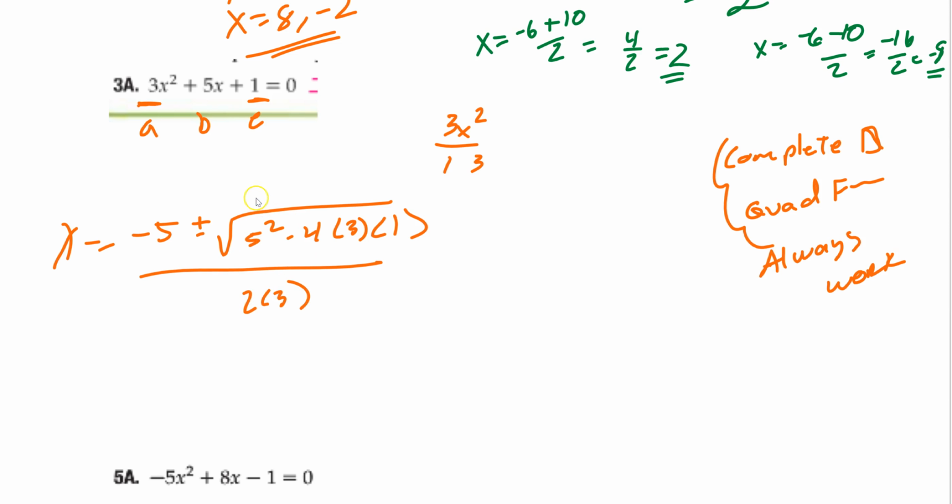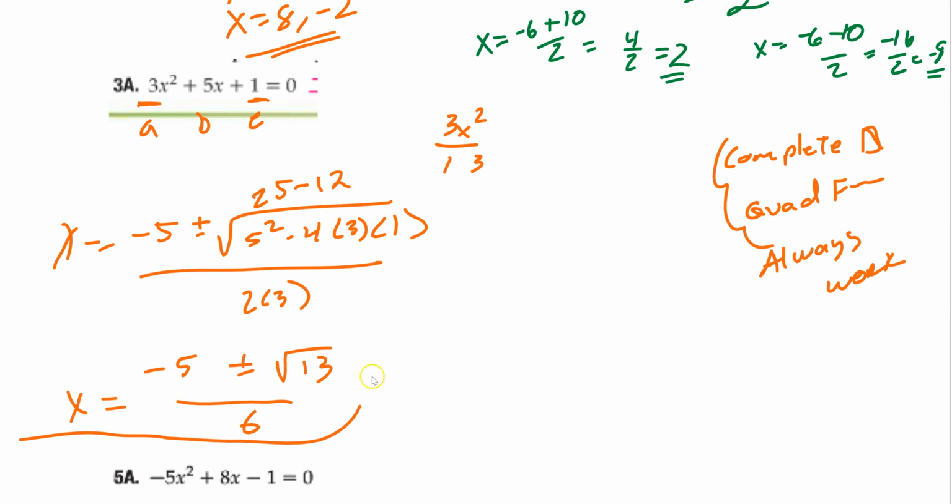So I just like to simplify this first. This is 25 minus 12. I get -5 plus or minus radical 13 over 6. And that's it. I can't do anything there. That's just the way it is. Nothing to do.